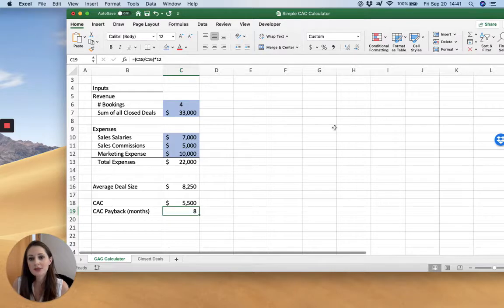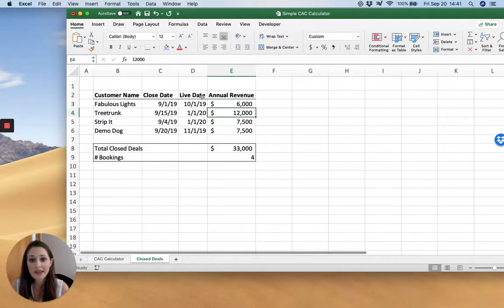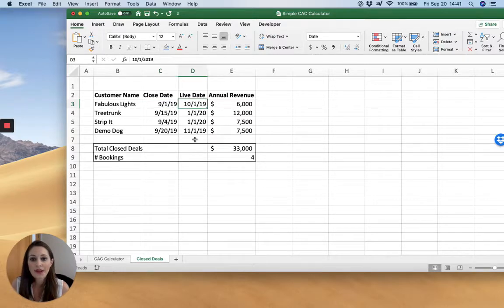So I hope that this was helpful. And, I didn't go over the live date. So for the live date, this is when you start to turn over your system to the customer. So Fabulous Lights, they close in September, but they're going to go live in October.